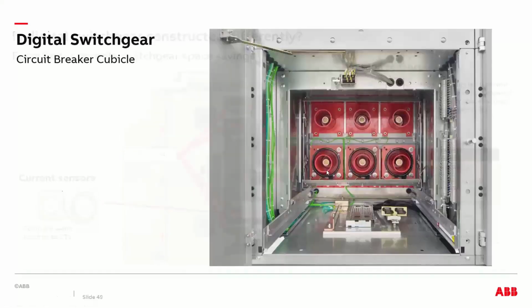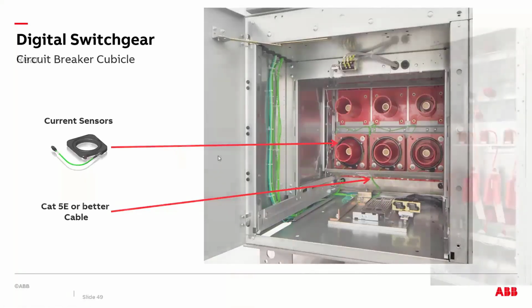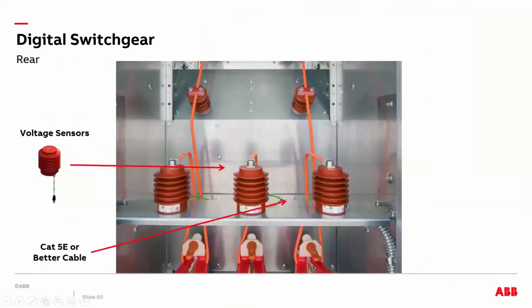Now, the current sensors would go in the same place as the current transformers, as you can see over here on the breaker bushings. So you have the Rogowski coils here, which are connected with an Ethernet cable, which is Cat5e or Cat6. And this is going to be the voltage sensor at the back in the cable compartment. Depending upon the vendor, they can also be used as bus support if they have enough insulation.